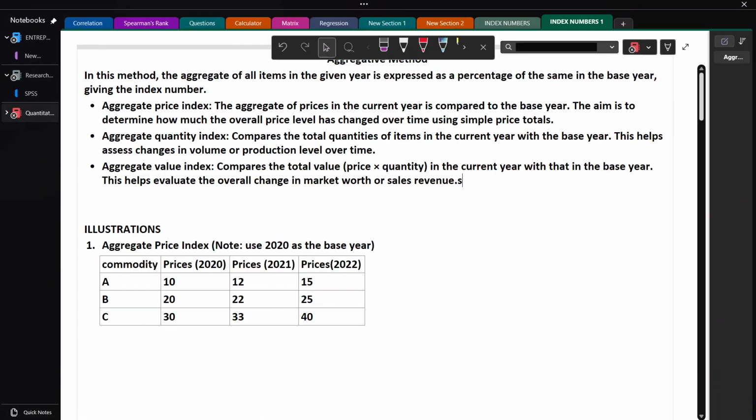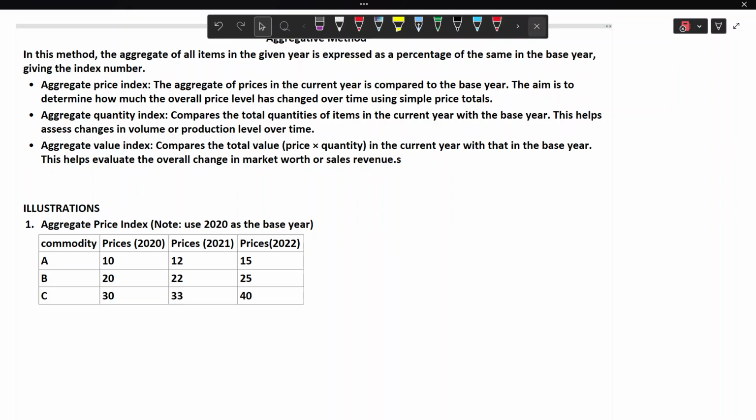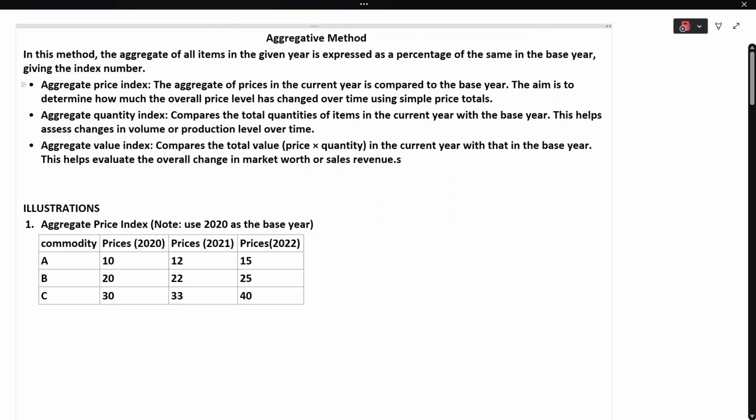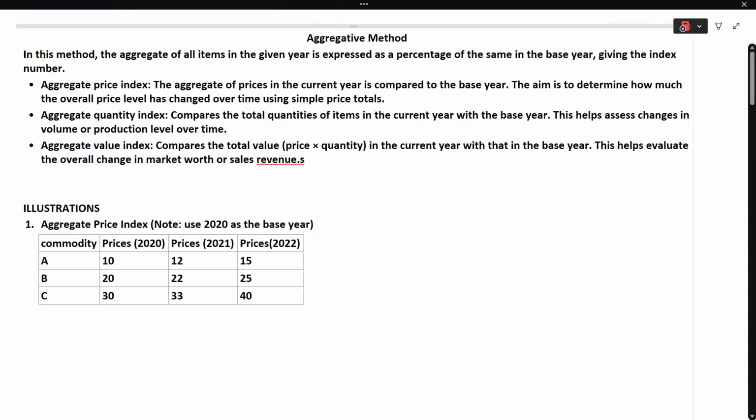Welcome to another video on index numbers. Previously, we focused on the simple method. Now we are on the aggregative method.